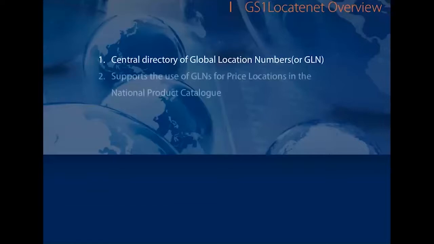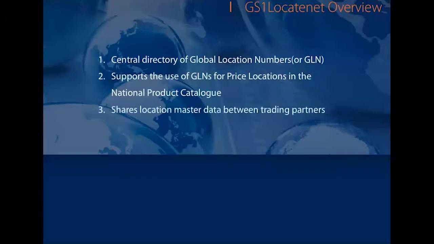GS1 Locatenet is a central directory of GS1 standard, unique, global location numbers or GLNs which identify physical, operational and legal locations. GS1 Locatenet supports the healthcare industry's use of GLNs for price locations in the National Product Catalogue. The service provides the ability to share standard location master data between trading partners, such as the location name, address, and other key functional and contact details.